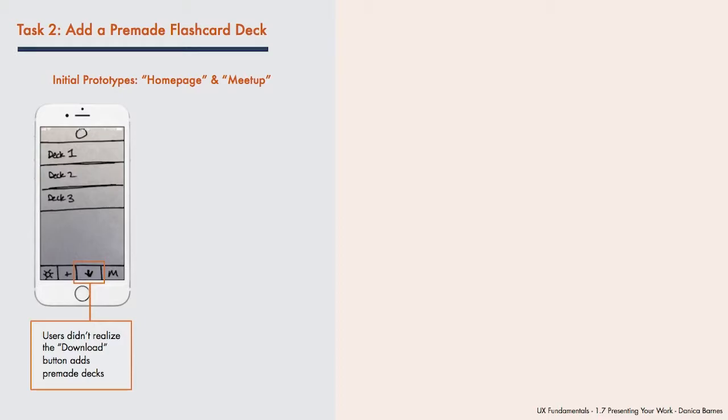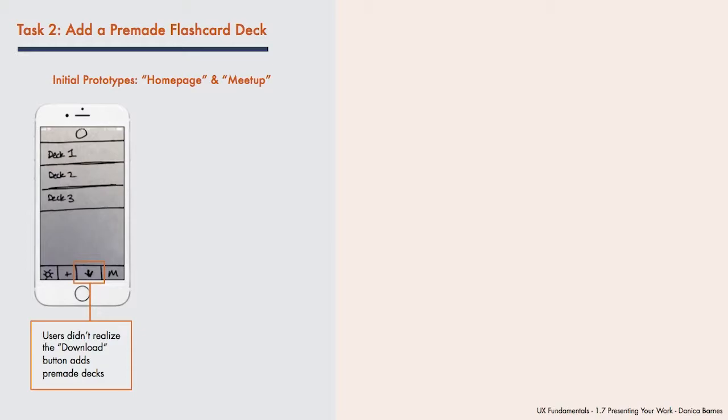that the way you add a pre-made deck is to press the download button, and this didn't make sense to the users. They recognized that this downward arrow was a download button, but they didn't equate downloading with adding a pre-existing deck. That connection wasn't there for them.